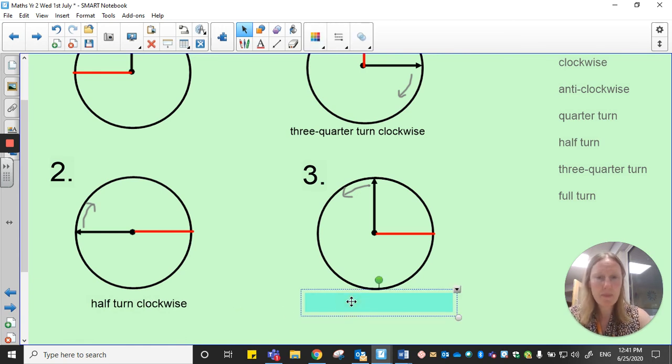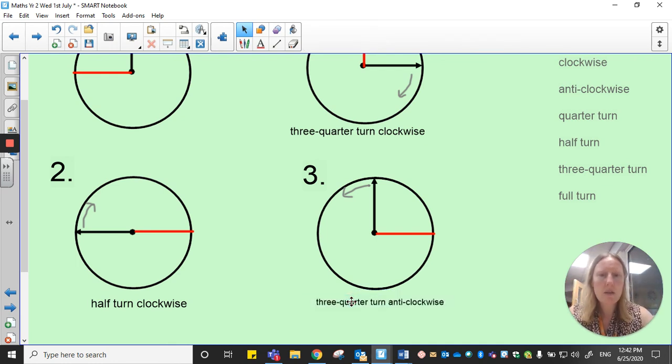And number 3, last but not least, this one started at the top. The arrow tells us it went this way. So it went 1 quarter, 2 quarters, 3 quarters. And then is this the way of the clock? Look at my pencil. Is that the way the clock hands go? No, that's 11, 10, 9. That's anti-clockwise, isn't it? The last one was 3 quarter turn anti-clockwise.